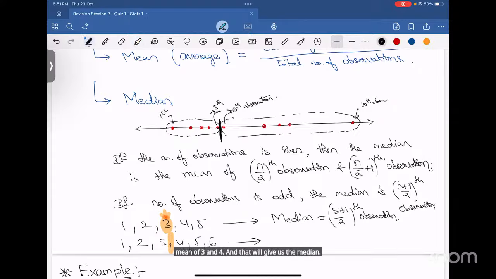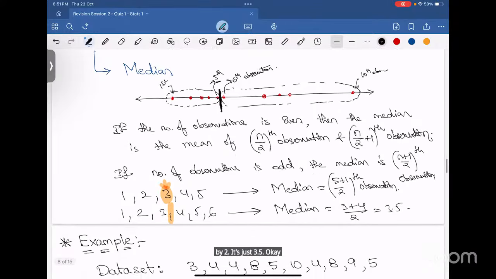Sir, can we choose any value between 3 and 4? No, right? The standard is you take the mean of it. It will not be chosen arbitrarily, it will be the mean. Okay, sir. So the median will be 3 plus 4 by 2, which is 3.5.